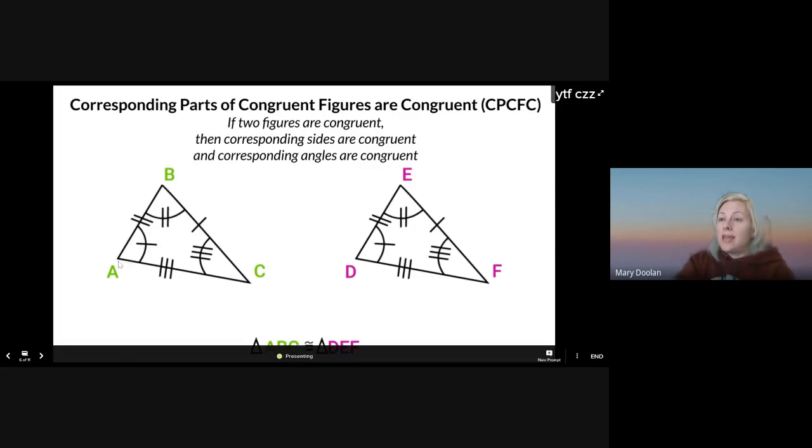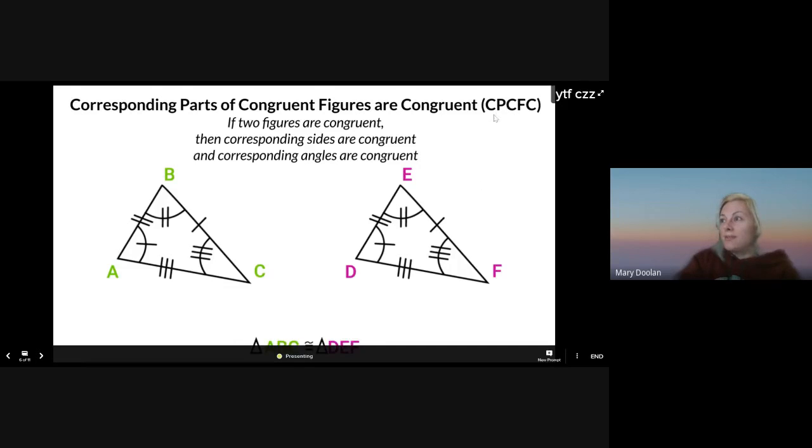So angle A is congruent to angle D. The measure of angle A is the same as the measure of angle D. Angle B is congruent to angle E because the measure of angle B is the same as the measure of angle E. Angle C is congruent to angle F because the measure of angle C is equal to the measure of angle F. So this is basically what we call CPCFC. Corresponding parts of congruent figures are congruent.